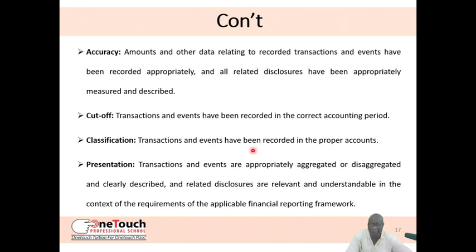If you don't have proper classification, a payment for, let's say, TNT can be capitalized. Once it has been capitalized, it means you have to depreciate it. You have revenue expenditure and capital expenditure. Capital expenditure is supposed to be depreciated, while revenue expenditure goes straight into what? Income statements. Then presentation. Transactions and events are appropriately aggregated or what?